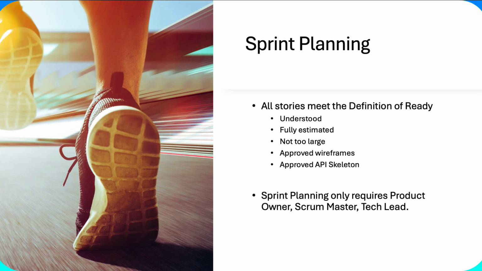And once you've done that, you now have estimation of all the stories in your product backlog that you're going to consider for the sprint. You need to move into sprint planning. So you first want to make sure that all the stories meet the definition of ready, and this definition of ready is determined by the team. A very typical example of definition of ready might be that everyone understands the story, it's fully estimated, you agree it's not too large, and then there's other criteria that you can add.